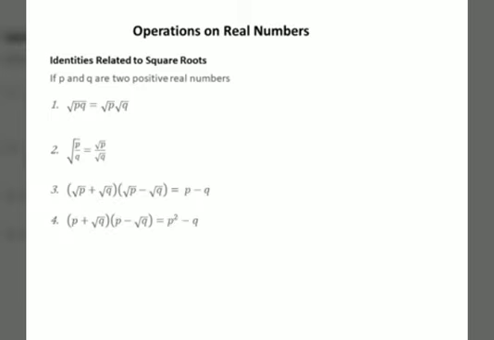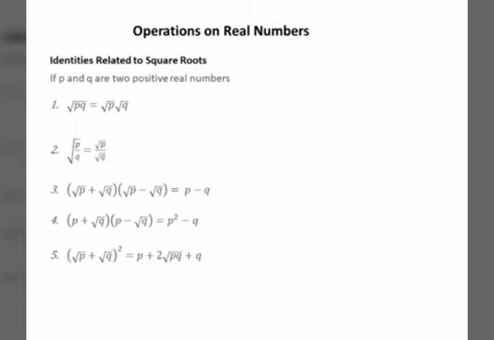Fourth identity, (P plus root Q) into (P minus root Q). Here also we can apply the identity (A plus B) into (A minus B) is equal to A square minus B square. Here A value is P, B value is root Q. So if I apply the formula, P square minus root Q whole square, we can cancel the square and root. Therefore the answer is P square minus Q.